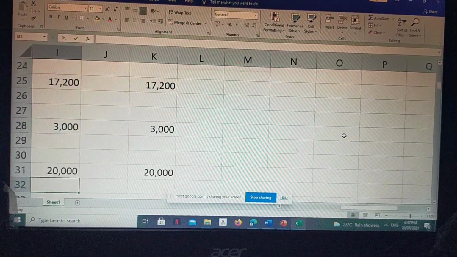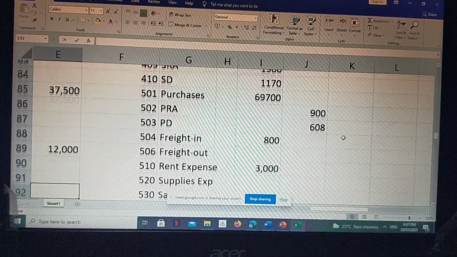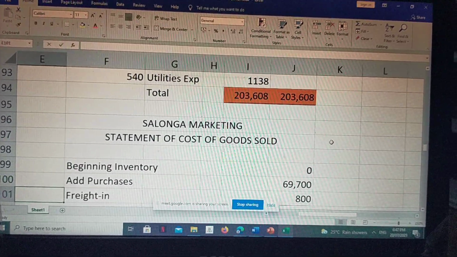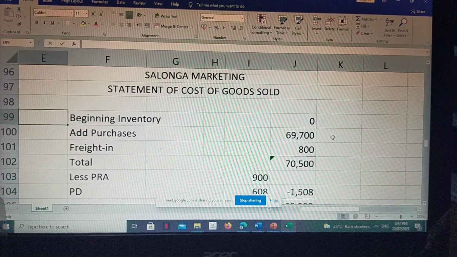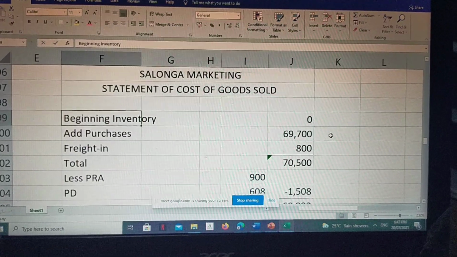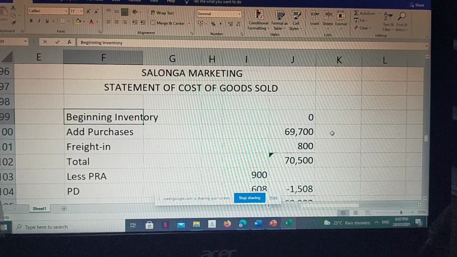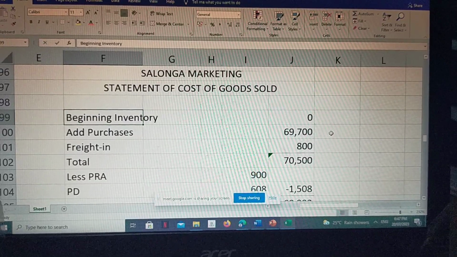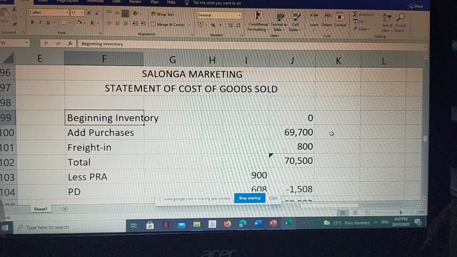And then, ito yung statement of cash flow na hindi mo nagawa. Pero before that, kasi that is the last part, we also construct or prepare the statement of the cost of goods sold. With this format, there is no beginning inventory because the business by Salonga started with cash capital and then all throughout the month, saka lang sila bumili ng inventories nila or merchandise to be for sale.